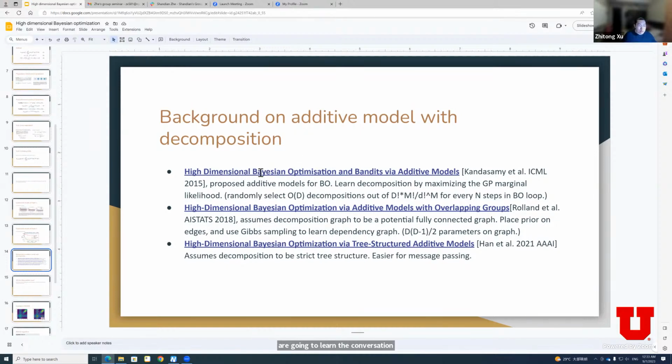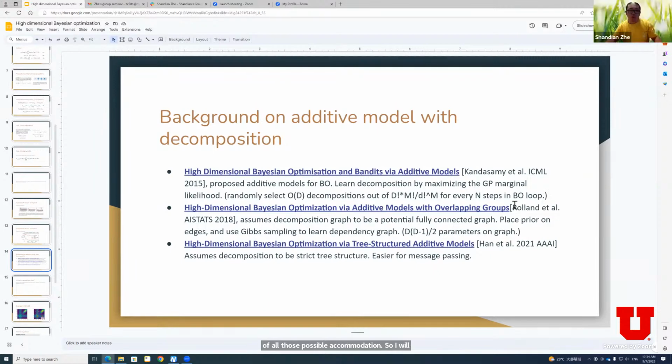Those three papers are really well known and really closely connected to each other. The first paper proposes an additive model for Bayesian optimization, and they learn the decomposition by maximizing the Gaussian process marginal likelihood. This doesn't work really well. It can work really poorly because they only randomly select certain decompositions out of all the possible decompositions for every n steps in the BO loop.